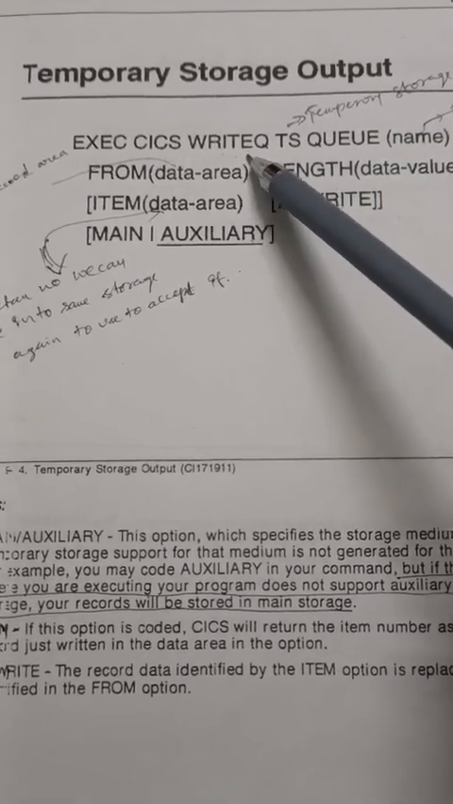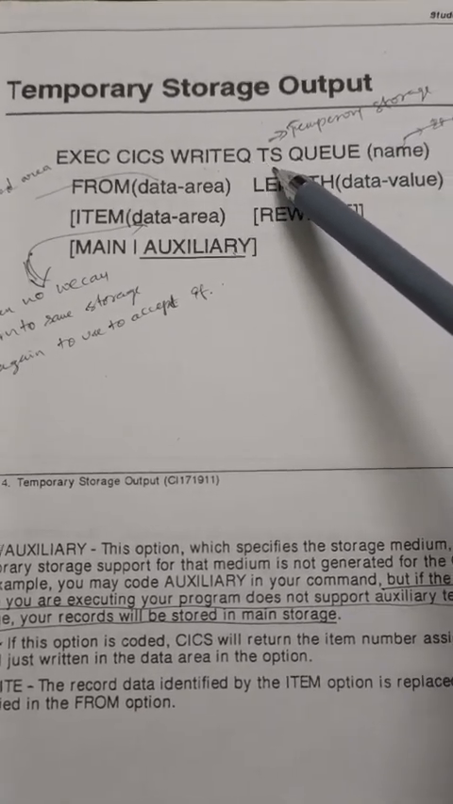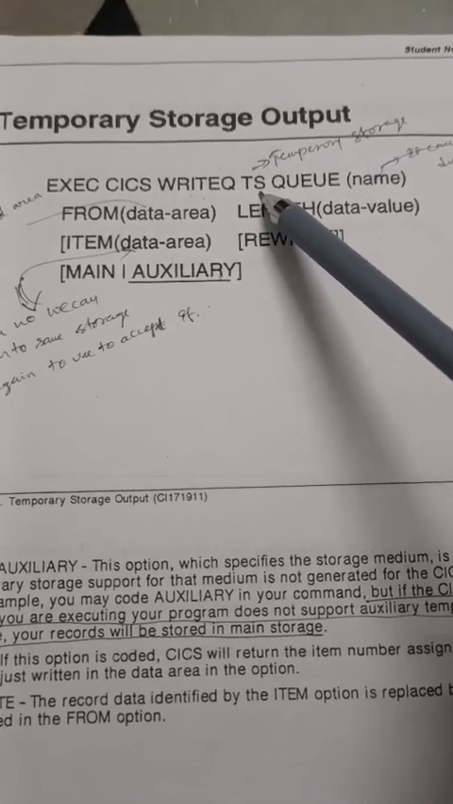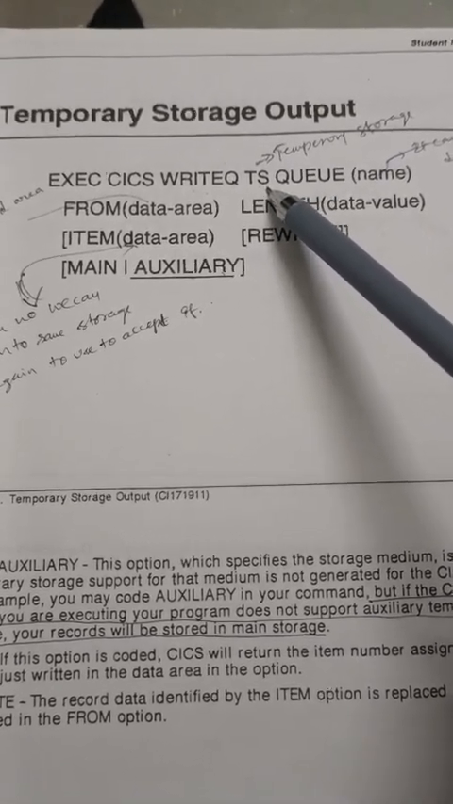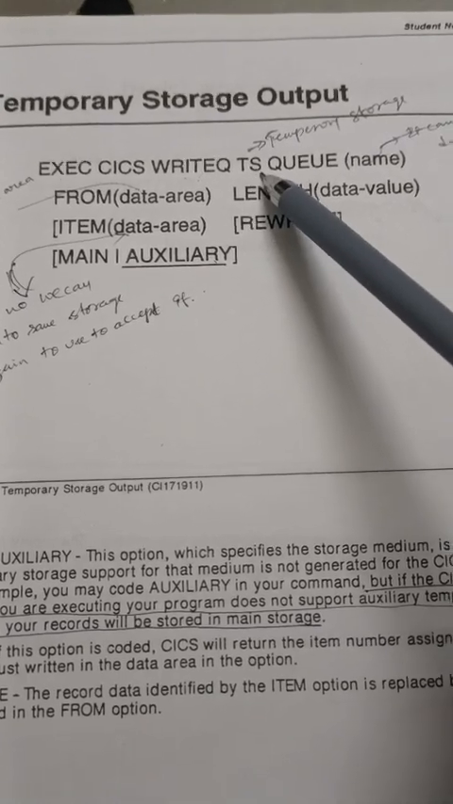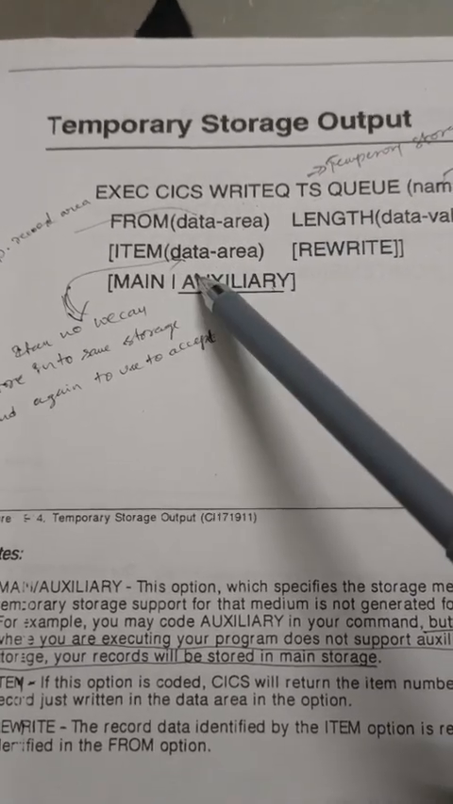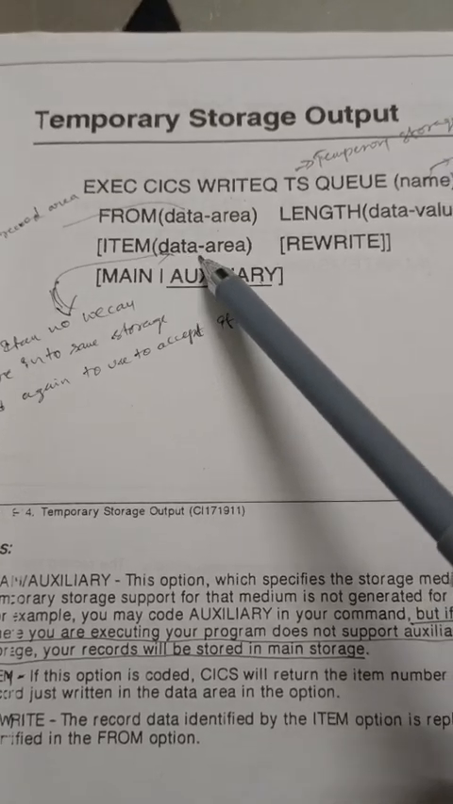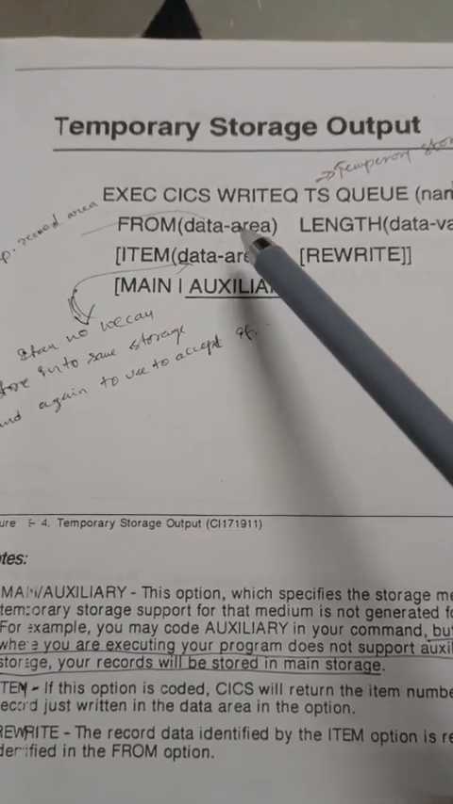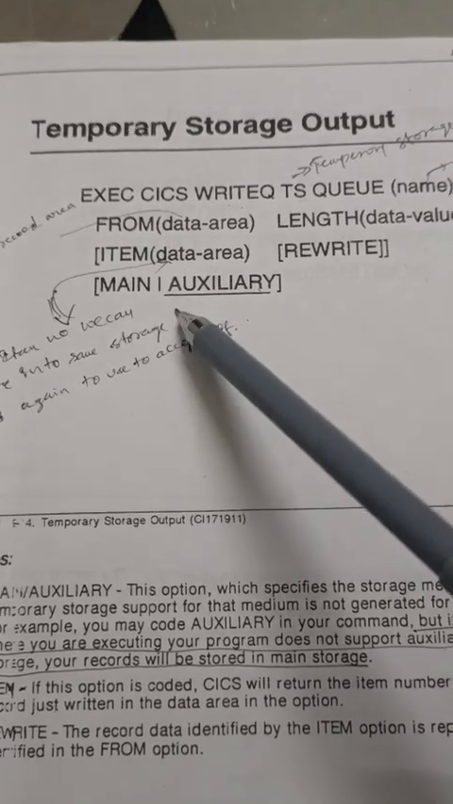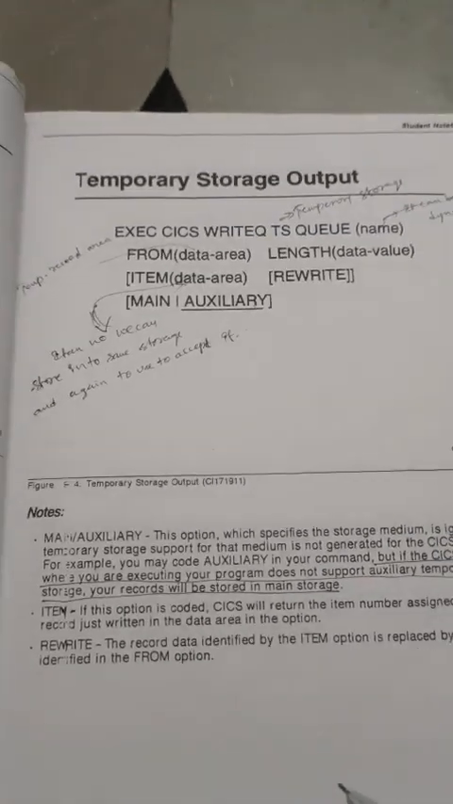Syntax for the write queue command: write queue TS here. Earlier we have seen TD, and to identify temporary storage we have TS. Then the queue name, from, and length. And here we have the item option, how many records we are going to write here, and this is the rewrite option, and main or auxiliary is the default.